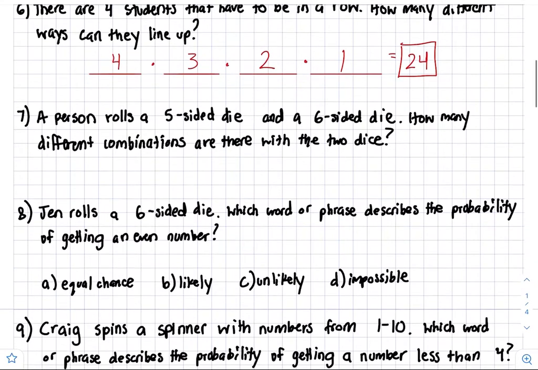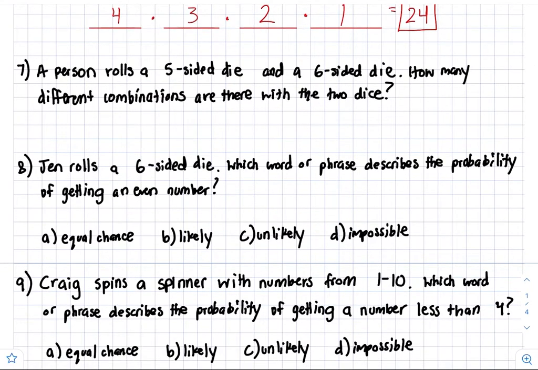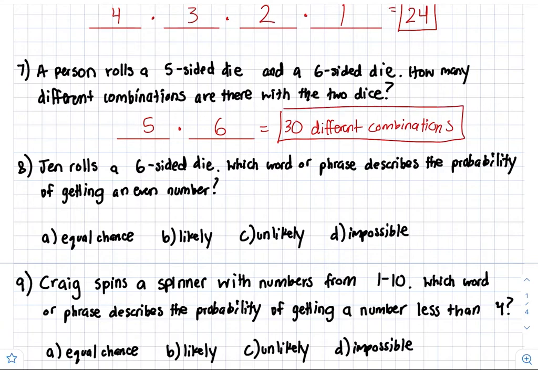7. A person rolls a 5-sided die and a 6-sided die. How many different combinations are there with the 2 dice? Well, here's this die times this die. How many different outcomes can come from the first die? 5. How many different outcomes can come from the second die? 6. 5 times 6, 30 different combinations are possible there. Counting principle at its finest.